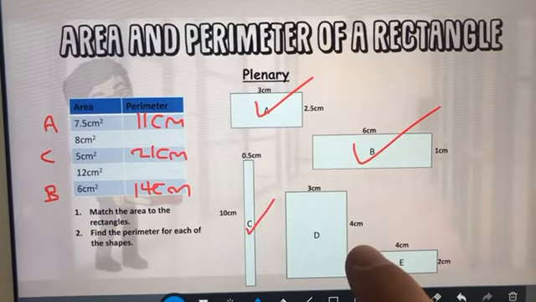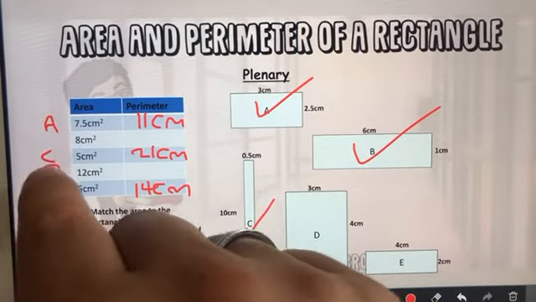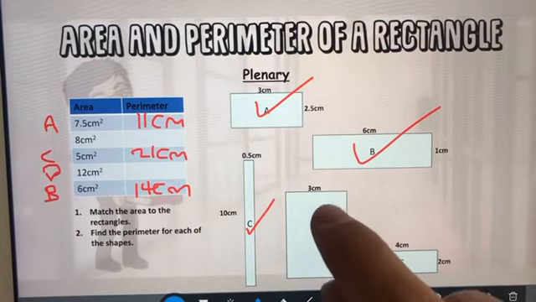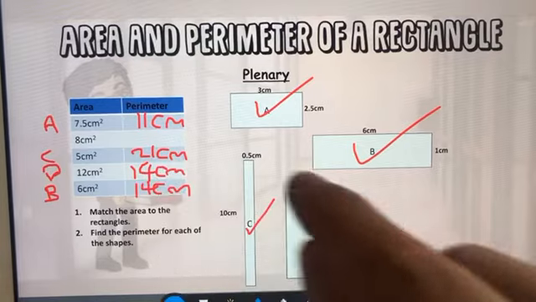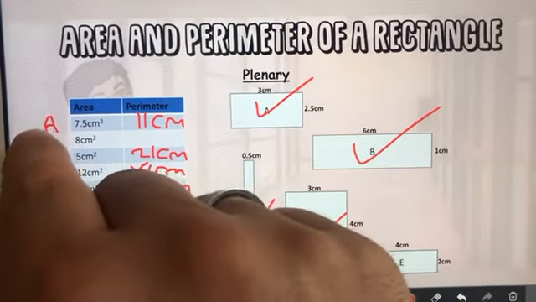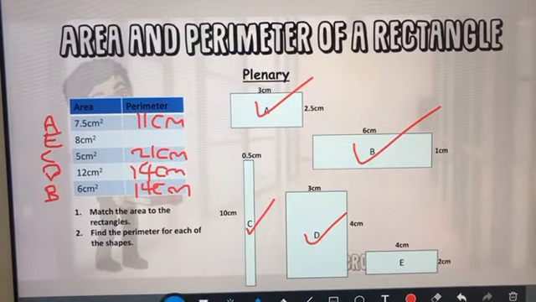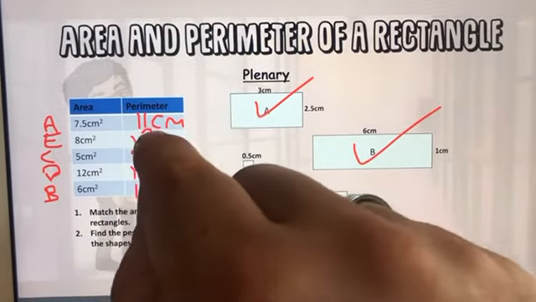Shape D is 3 times 4. So shape D is this one down in the 4th position. 3 plus 4 plus 3 plus 4 is 14 as well. And the last one we've got left is shape E. Shape E is 4 times 2, which is 8. That's perfect. 4 plus 2 plus 4 plus 2 is 12 centimeters.